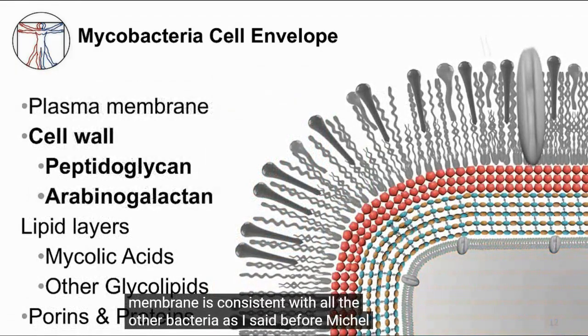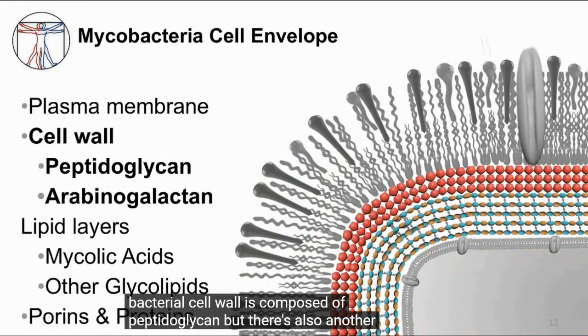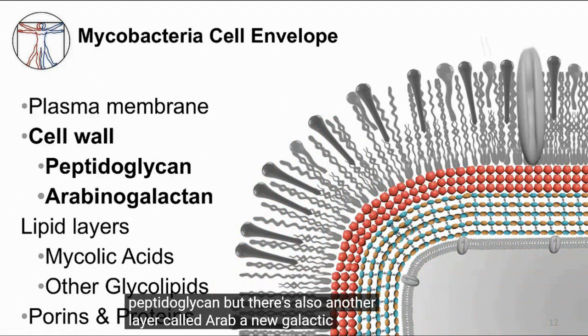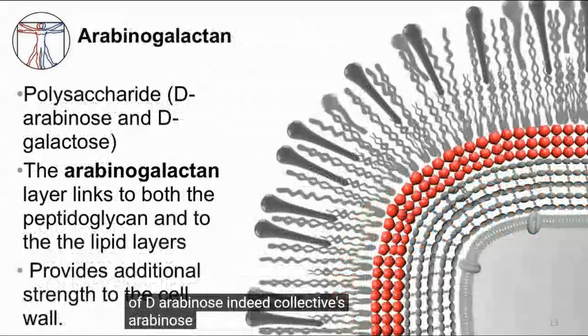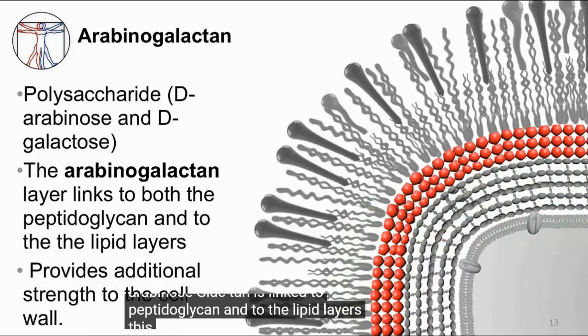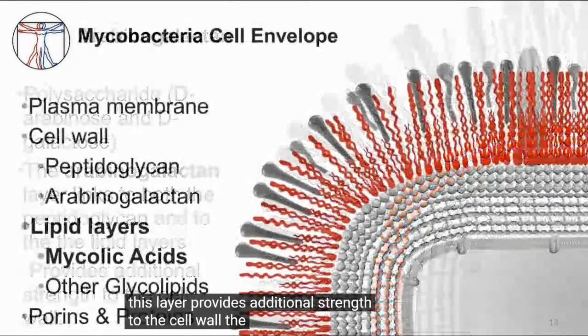As I said before, the mycobacterial cell wall is composed of peptidoglycan, but there's also another layer called arabinogalactan. Essentially, this is a layer of sugars, a polysaccharide polymer specifically made of D-arabinose and D-galactose. Arabinogalactan is linked to peptidoglycan and to the lipid layers. This layer provides additional strength to the cell wall.